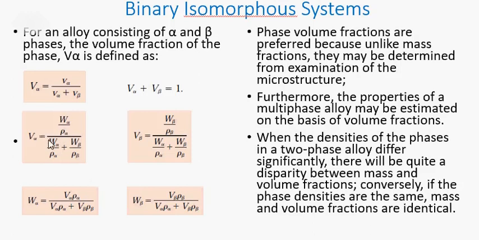This equation is useful when we already have our result in weight fractions of alpha and beta, and we want to convert them into volume fractions. And this is also useful when we have our initial result in volume fractions and want to convert them to weight fractions. Here it is said that phase volume fractions are preferred because they may be determined from examination of microstructure.